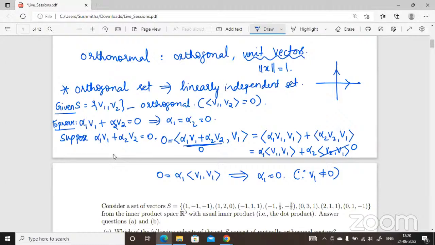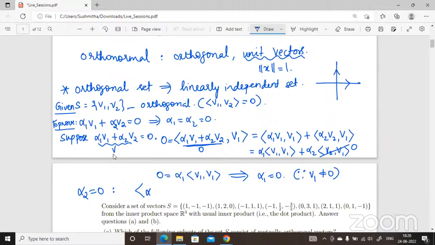Excuse me, ma'am. In order to prove alpha 1 equal to 0, we want to take the inner product of v comma v1, isn't it, ma'am? Correct. If we want to take alpha 2, then we need to take it with v2. Yes, exactly. So if I want to show alpha 2 is 0, I do the same procedure, right?